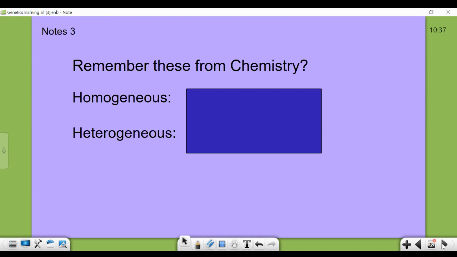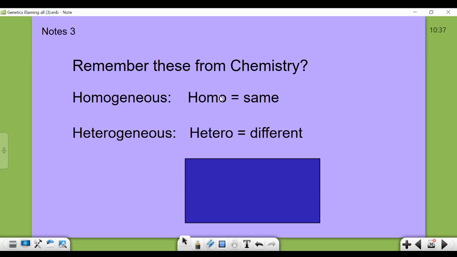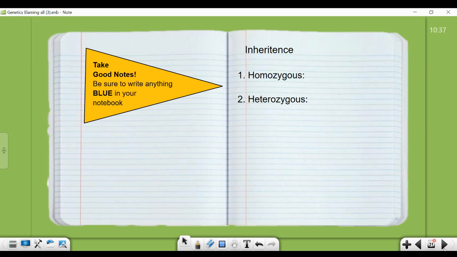So, two new terms here. These are old words that we should remember from chemistry: homogeneous and heterogeneous. Homo, the prefix meaning same, and hetero, the prefix meaning different. So those two prefixes are still going to apply, but to these words, homozygous and heterozygous. So knowing the prefix, you already know a little bit about these words. We need to write this down.